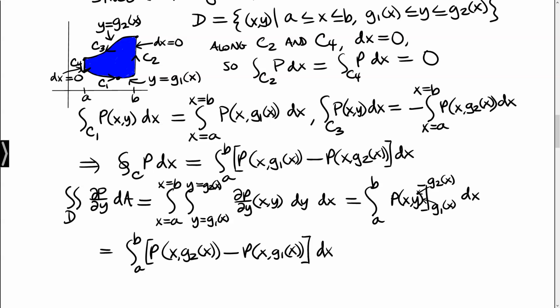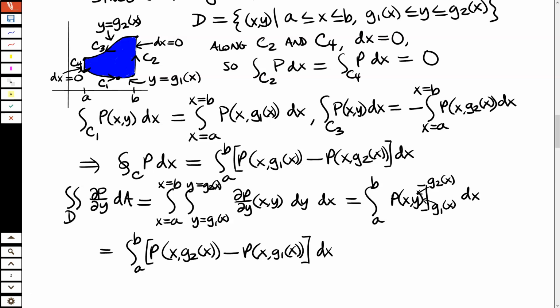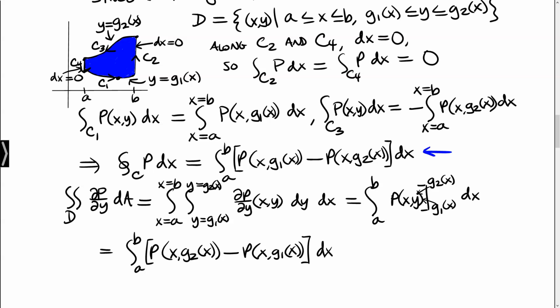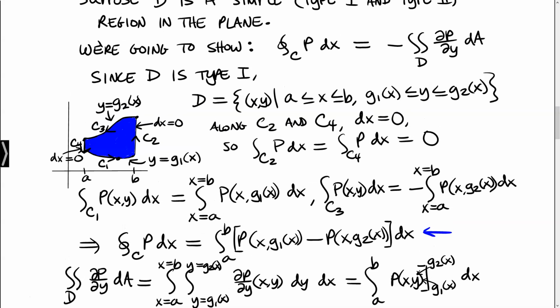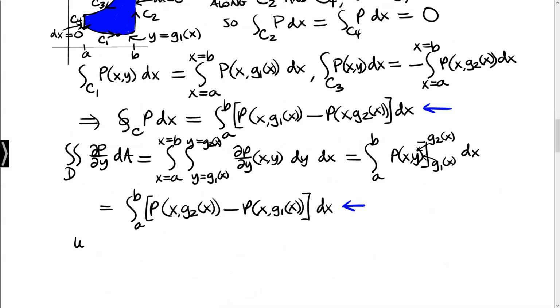Now notice that is exactly the opposite of what I got up here. So let me highlight this. That was the left-hand side. This is the right-hand side. Those are exactly the opposite of each other. So that shows that the integral around C is minus the double integral of this partial p with respect to y dA. So let me just note that. We have shown the integral p dx is equal to minus the double integral of this.